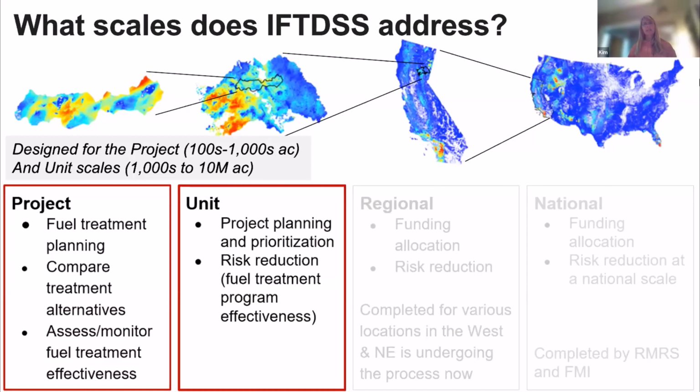But we can go up to 12 million acres now as far as landscapes. I'll show you that here in a minute. But we can also scale way down to a 100 or 200 acre burn unit. So it does vary between those levels. But we'll leave the regional and national to other tools.